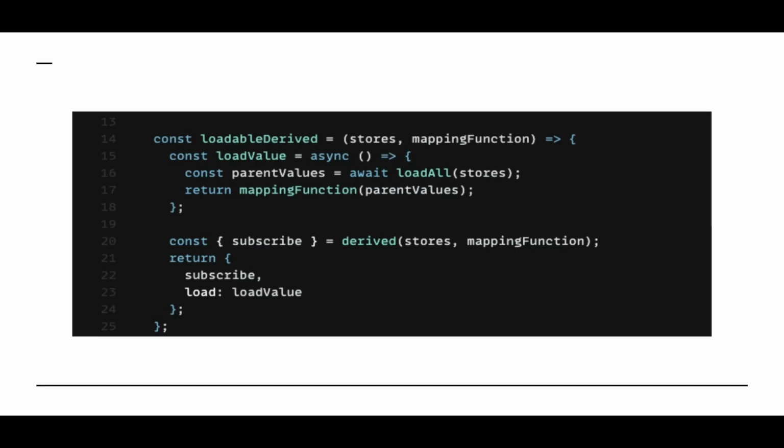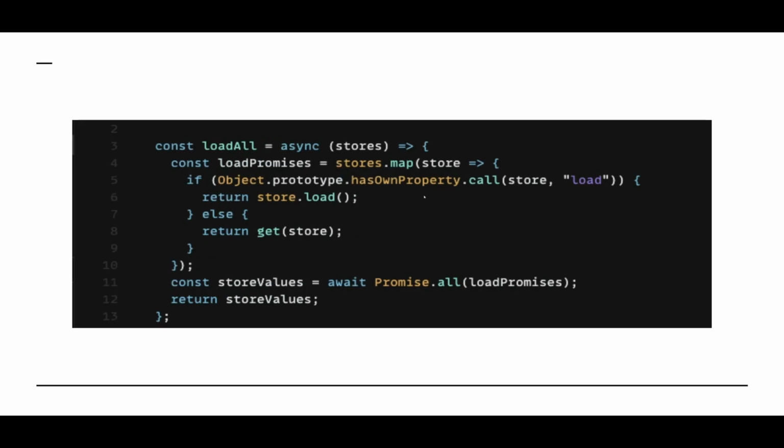Like before, we define an internal load value function. In this case, rather than loading new data, it loads any parent stores and then uses the mapping function to give us the value of the derived store. To accomplish this, we use a load all function that calls load on any parent stores. Let's look at how that works. Here's our load all function. It takes in a collection of stores and then maps that to those stores' load functions. If any store does not have a load function, we simply get the value of the store.